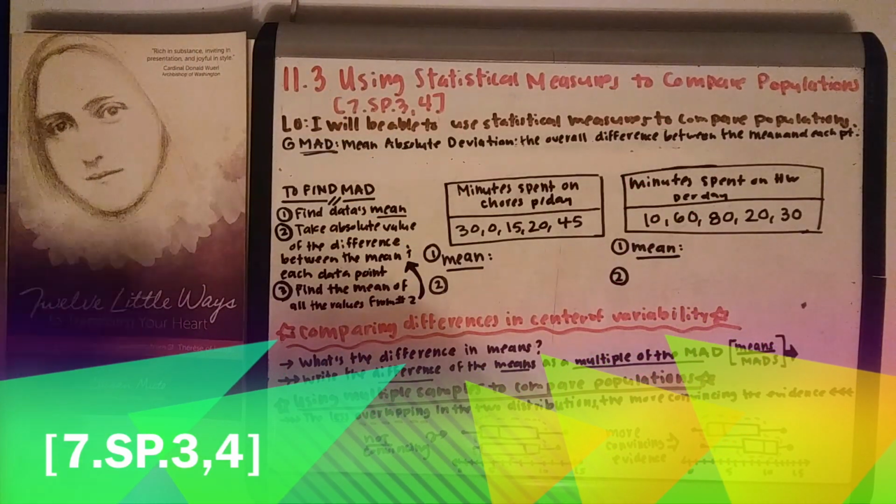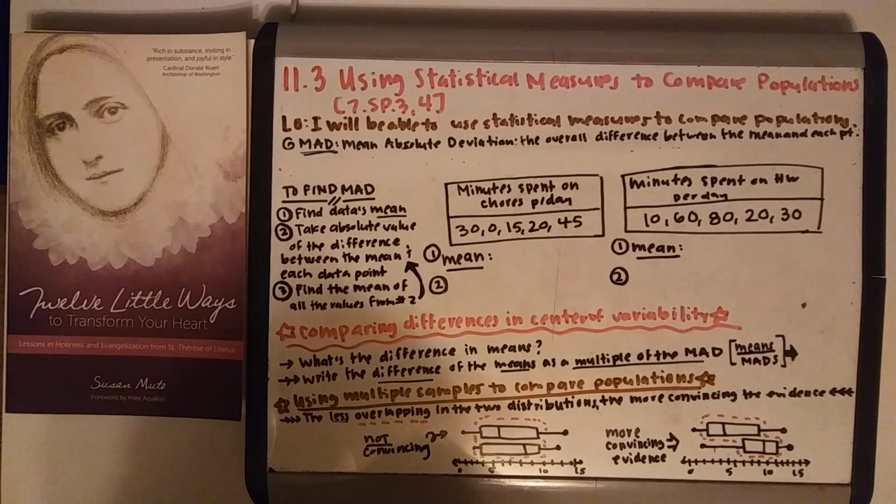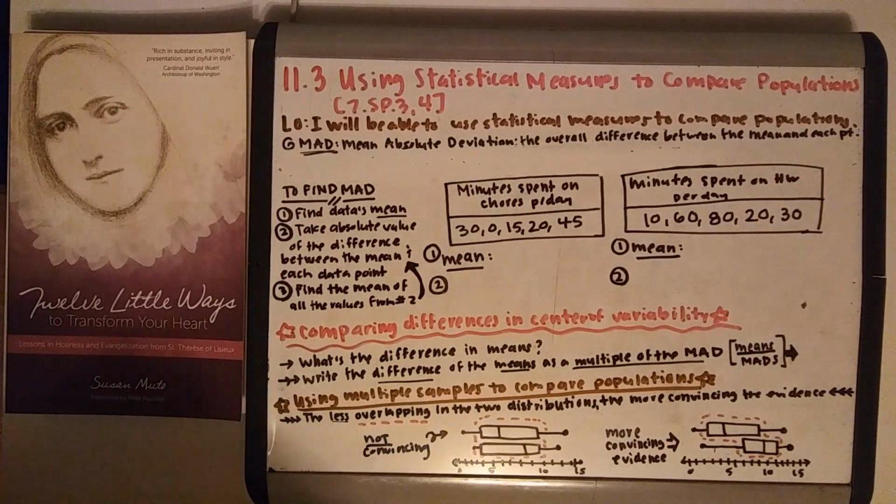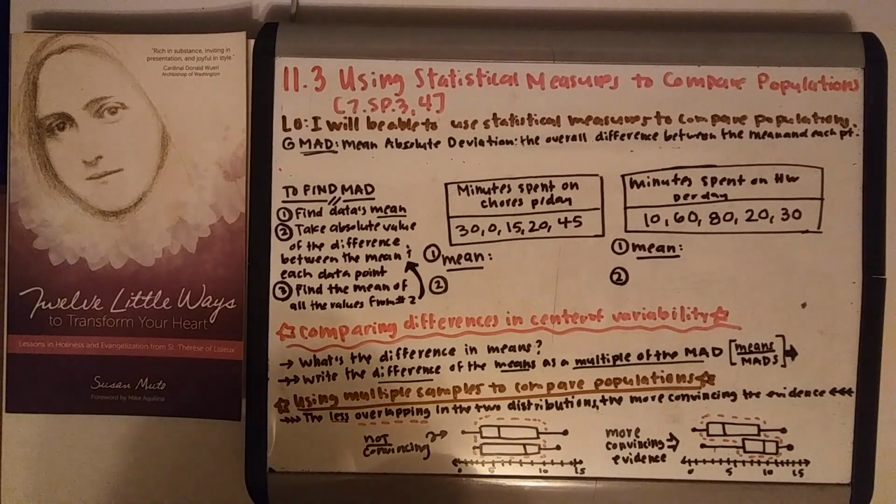Okay guys, so this is 11.3, using statistical measures to compare populations. As your standard, the objective is to be able to use statistical measures to compare populations, always with 80% accuracy or higher, given the practice problems.